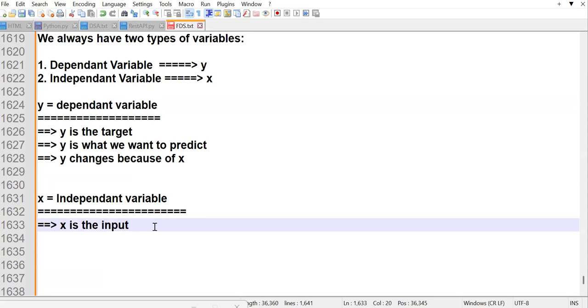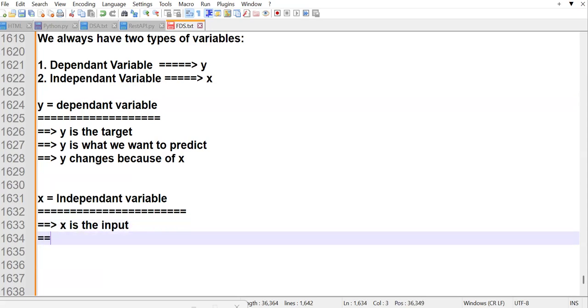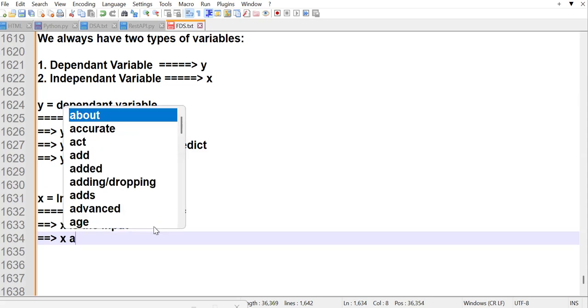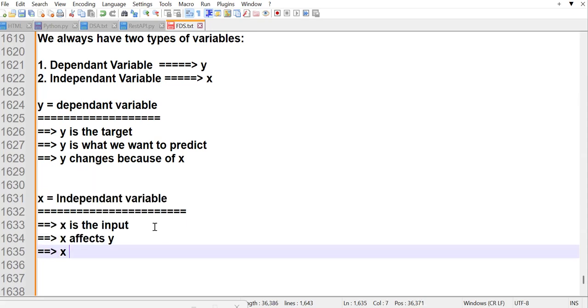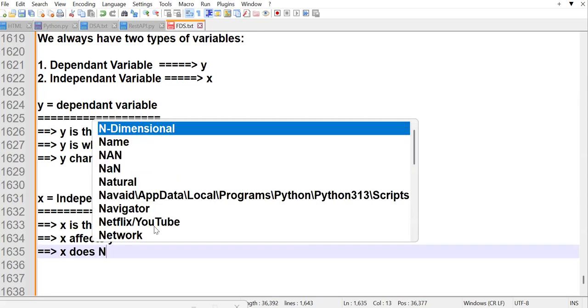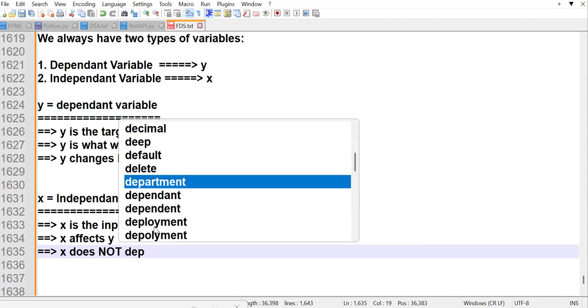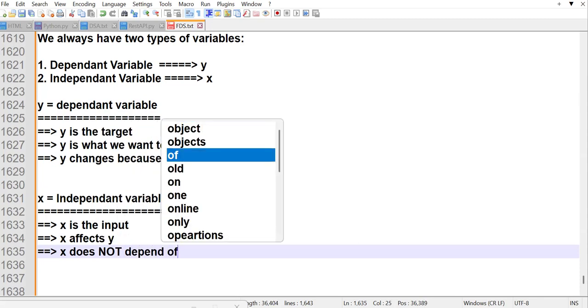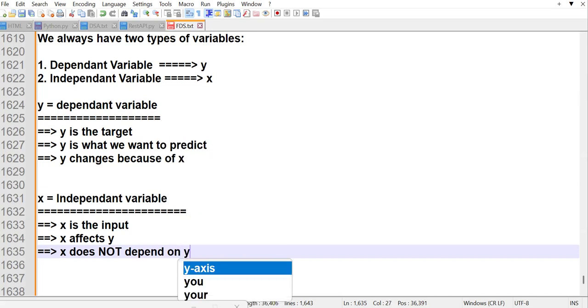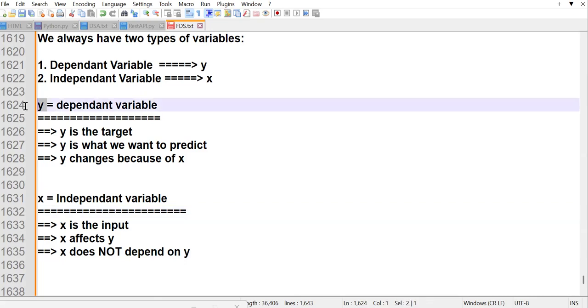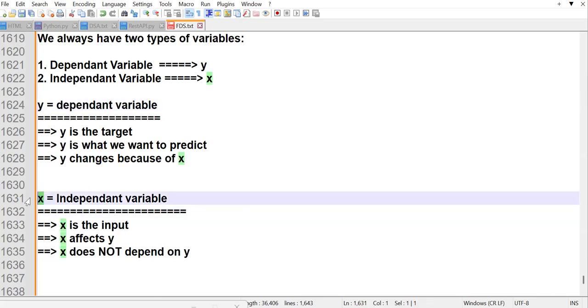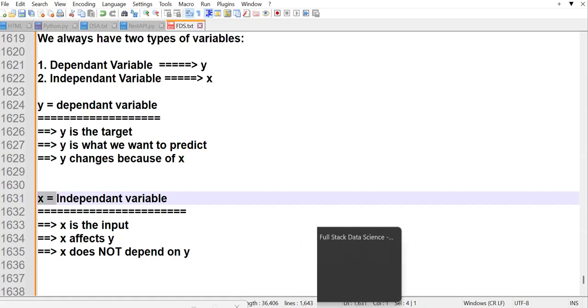Okay, so x is what? We can consider x is an input and x affects y. Okay, and we can say x does not depend on y. Okay, see, y is dependent. Y means result is dependent on x, but x is not dependent on results. Okay, what I'm trying to say here.